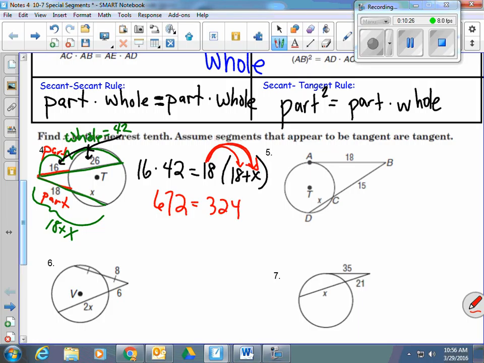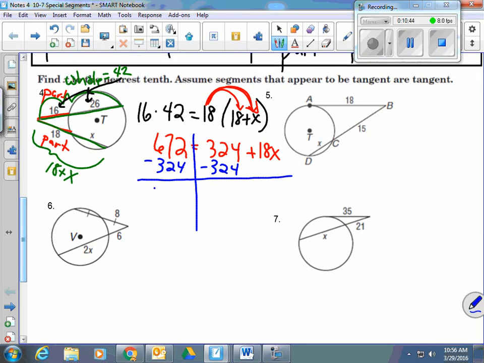And then 18 times x is 18x. Now somebody tell me what would I do? Solve for x. Solve for x how? We can subtract the 324 from both sides. That's okay. What's 672 minus 324? 348. Now what? Divide by 18. So x equals what? 19.3 repeating. That means that right here, this is 19.3.